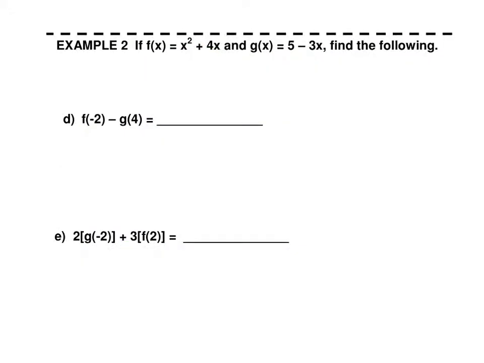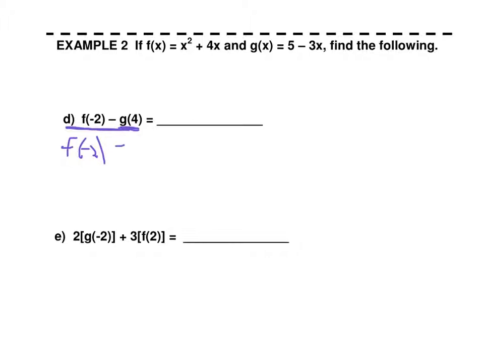All right, so example D is here. And this time we're going to find f of -2 and subtract g of 4. So all I have to do is find f of negative 2 first. I'm going to get that answer, and then I'm going to subtract the answer I get with g of 4.